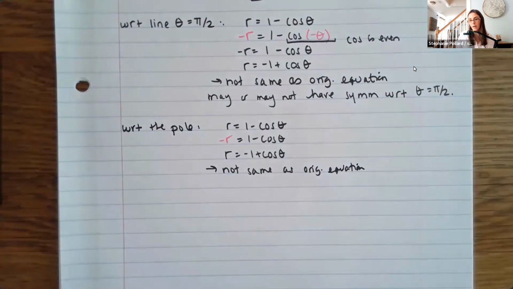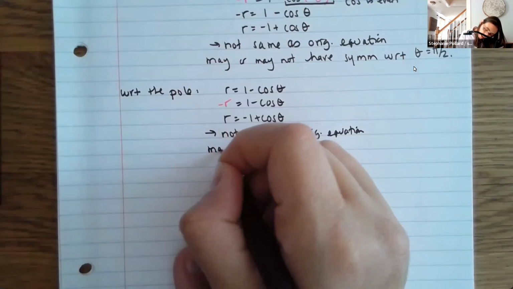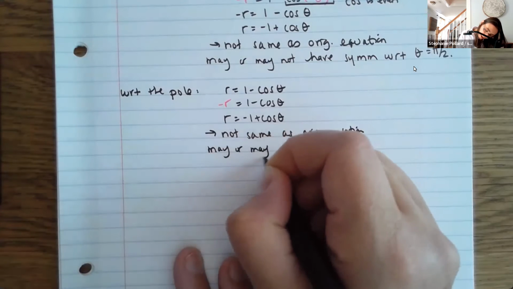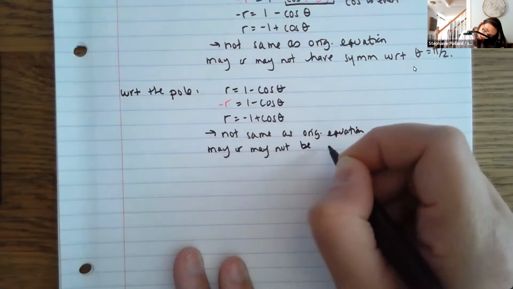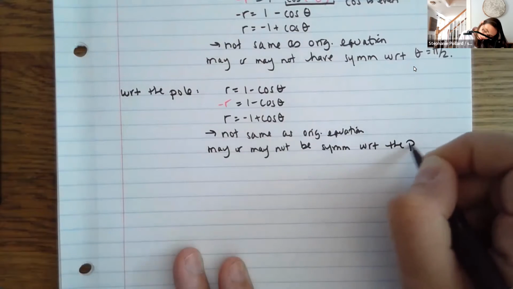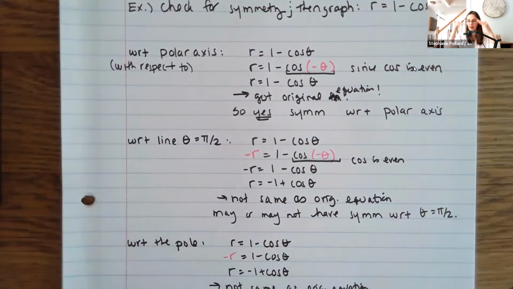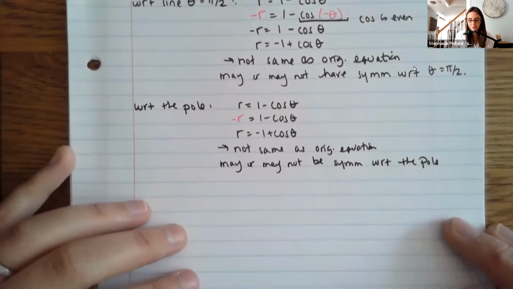There may be symmetry, there may not be. I just don't know definitely. So there may or may not be symmetry with respect to the pole. Okay, so we don't know. But the only thing I do know is I definitely have symmetry with the polar axis, or that x-axis. So I have this vertical symmetry going on here. So it's something to definitely watch out for.